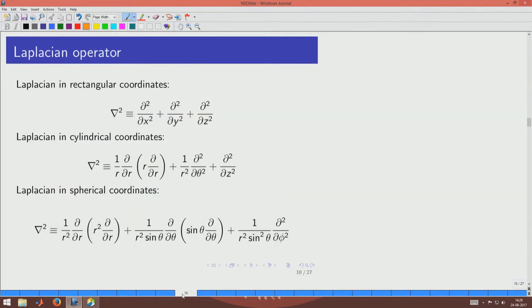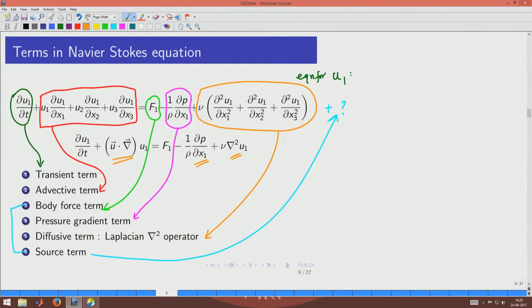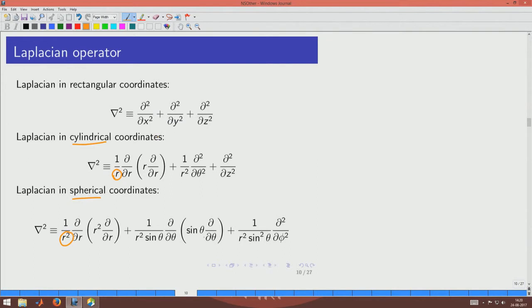Okay. Now, the Laplacian in different coordinate systems is going to look like this. You notice that in the cylindrical situation you have r, and in the spherical situation you have r square. Okay. And the remaining terms, as we have already discussed in the previous sessions. So, you could see that for the last term here, you could substitute these kinds of expressions and proceed. However, on the left hand side for the advective term, you will have additional terms because of the nature of the coordinate system being different from the rectangular ones.